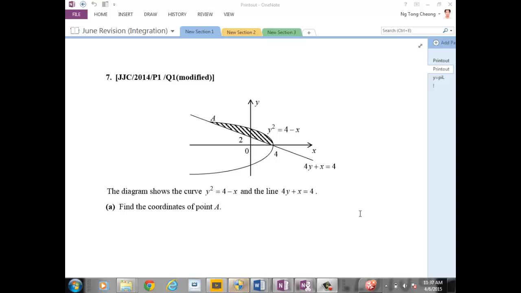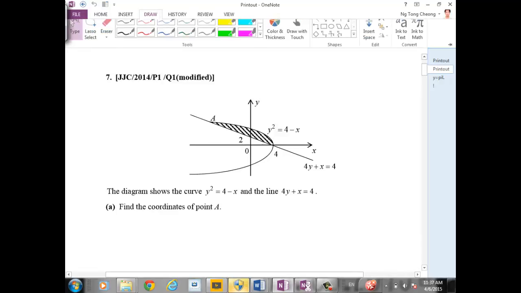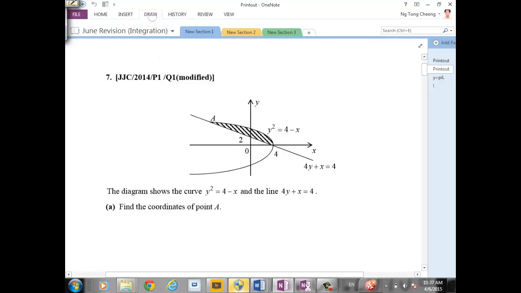Okay, so first, if you look at question 7, the first thing that I ask you to do is to find the coordinates of point A. If you want to find the coordinates of point A, the fastest way will be to sketch the graph into your GC, then from there you get the coordinates. But before you do that, there are a few things that you need to do first, because if you look at the equation given to you, it's not very nice for you to key into your GC.